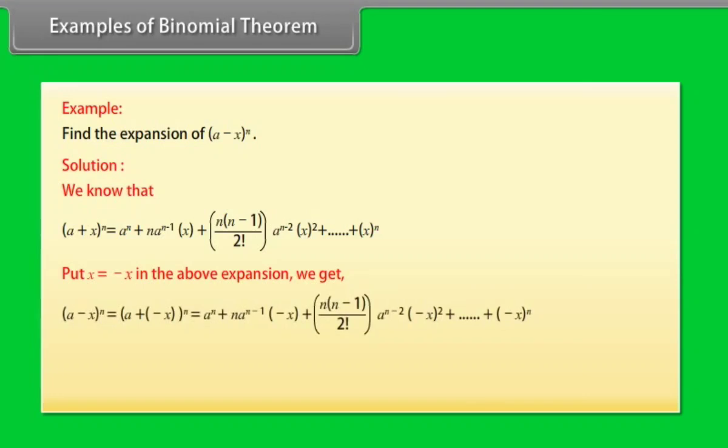We get a^n minus n times a^(n-1) times x plus n(n-1)/2! times a^(n-2) times x^2 and so on up to (-1)^n times x^n.